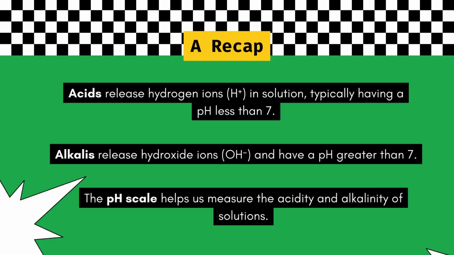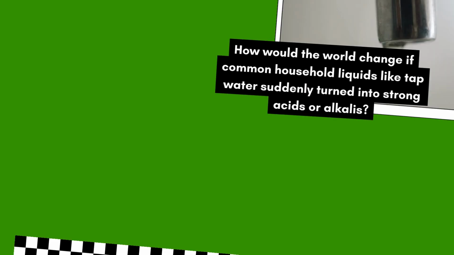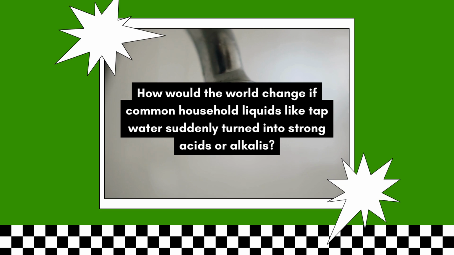Let's do a recap. Acids release hydrogen ions, H+, in solution, typically having a pH less than 7. Alkalis release hydroxide ions, OH-, and have a pH greater than 7. The pH scale helps us measure the acidity and alkalinity of solutions. How would the world change if common household liquids like tap water suddenly turned into strong acids or alkalis? Write your thoughts in the comment section and ask your doubts if any.